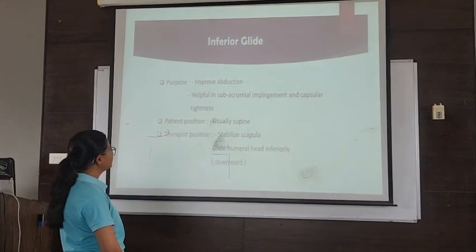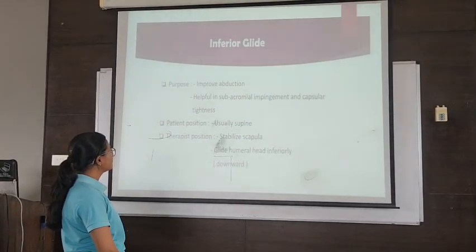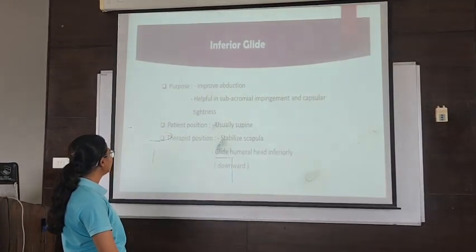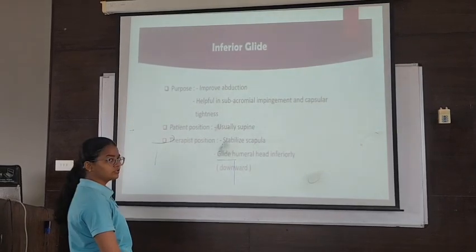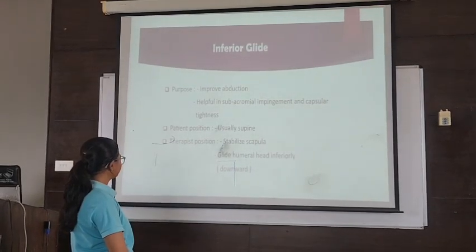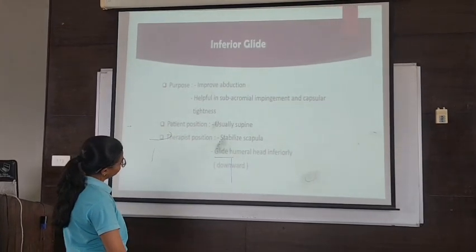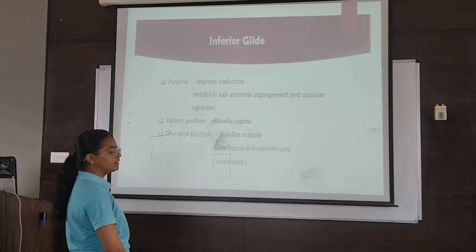Inferior glide. Purpose: improve abduction, helpful in subacromial impingement and capsular tightness. Patient position: usually supine. Therapist action: stabilizes the scapula, glides the humeral head inferiorly, down.